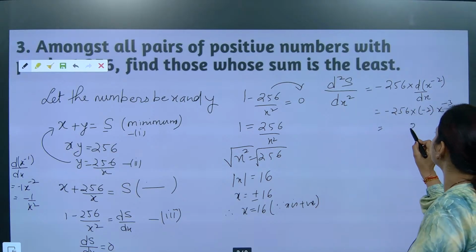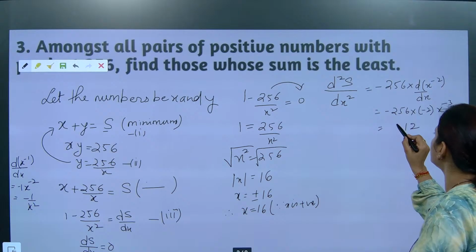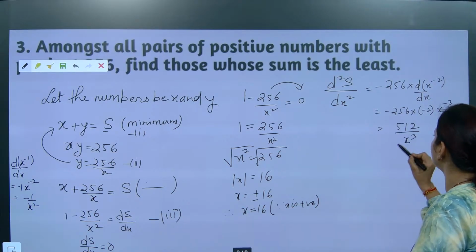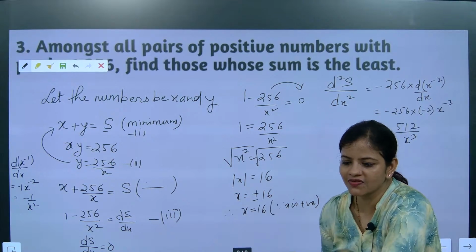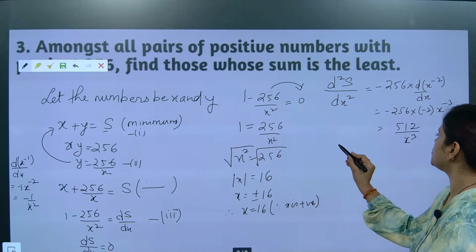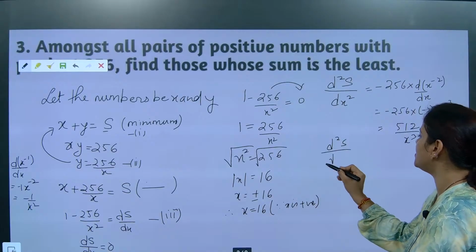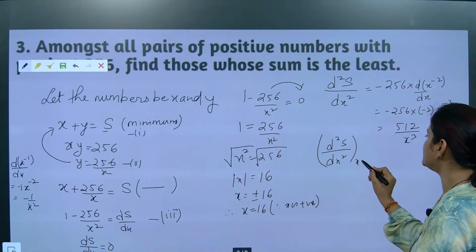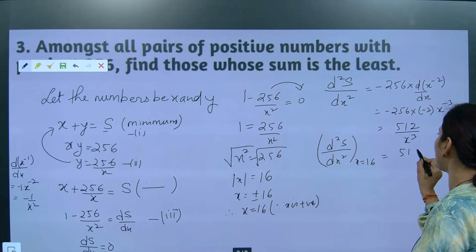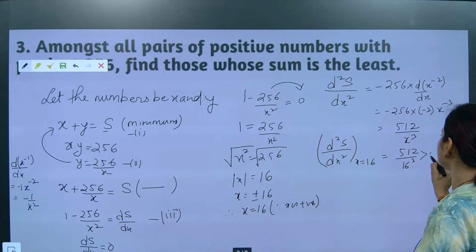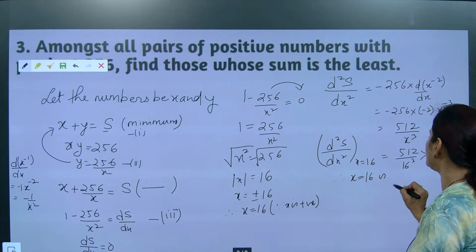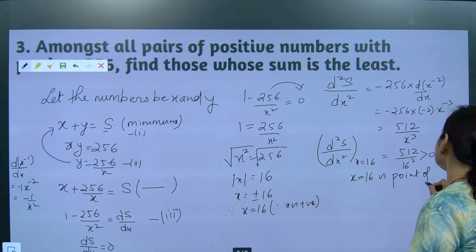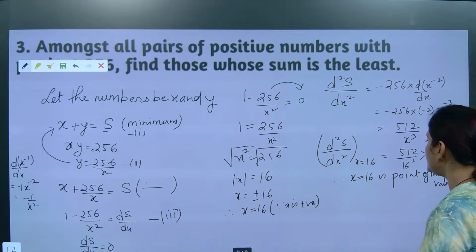It is coming as 512 by x cube. Now x value is what, beta? 16. So it will give you a positive answer only. When you put x equal to 16 in d2S by dx square, it will come 512 by 16 cube, which is greater than 0. Therefore, x equal to 16 is the point of minimum value. Bharatan, did you understand, beta?